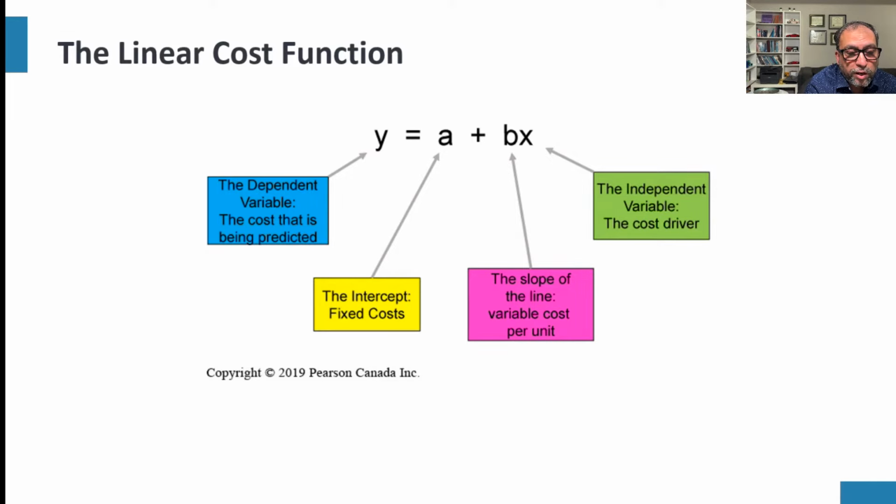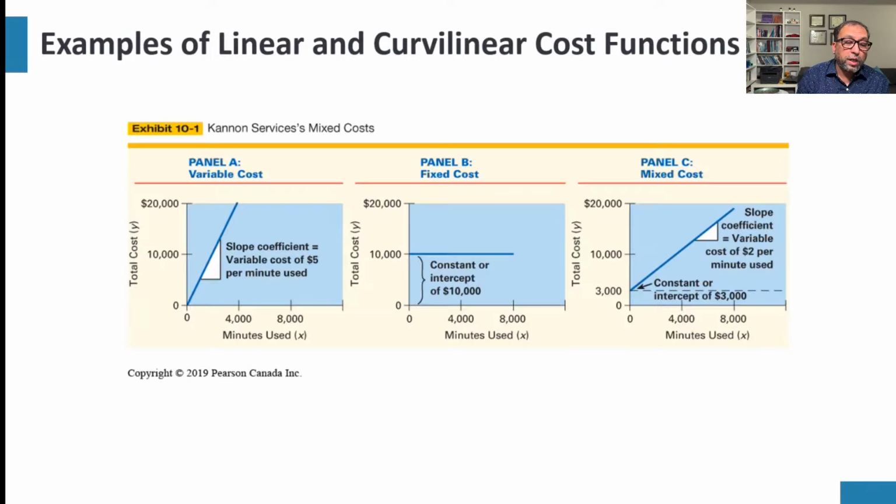So a here is the fixed cost, as mentioned here, and b is the slope or variable cost. For every unit we are producing, it's going to increase. But here we are assuming that it's a constant, because it's a linear function. So y is the dependent variable, the cost that is being predicted, and x is the independent variable, how many units you are going to produce. So that's a cost driver as well.